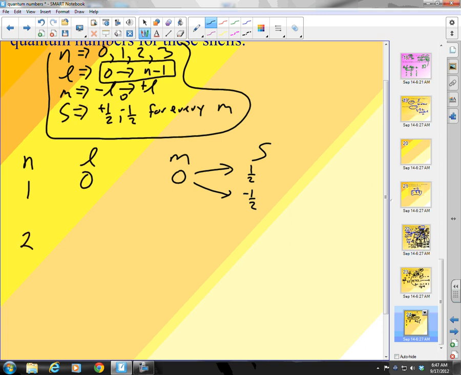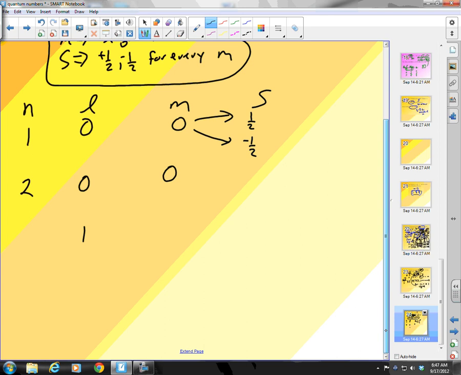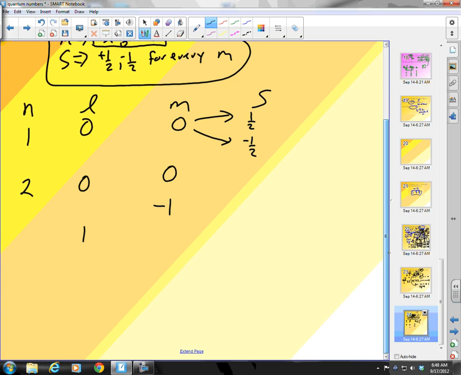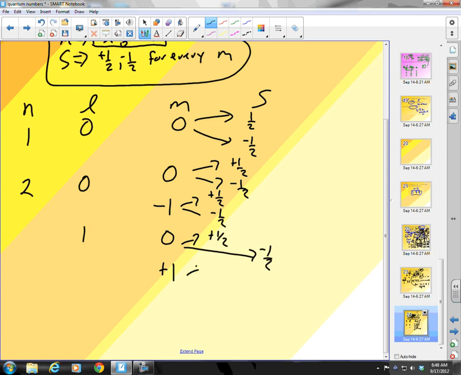N equals 2. What are my values for L? I'm going to go from 0 to N minus 1. 2 minus 1 is equal to 1, so there's a 0 and there's a 1. What is my M when L is 0? That's 0. What is my M when L is equal to 1? Let's extend the page, we're going to need more space. I go from negative L to positive L, so negative 1, 0, positive 1. Each M gets positive 1/2 and negative 1/2. Good, so we're through 2.